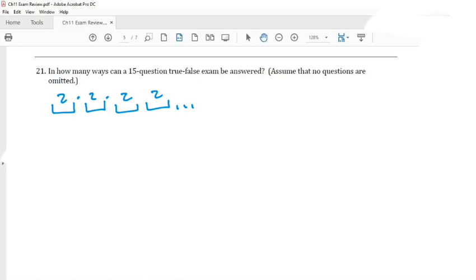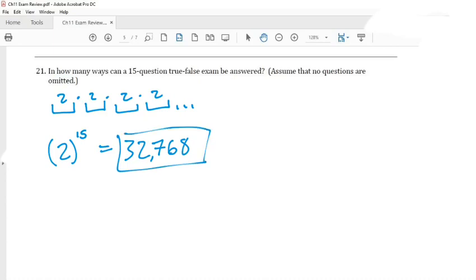Now what you're going to do is multiply all these together, says the counting principle, to find out how many different ways a true or false exam can be answered. So more simply put, since there's 15 questions, we can raise 2 to the 15th power and get our answer. All right, so let's do that. 32,768. That's what you get when you plug this in your calculator. Yeah, I would not do that without a calculator.